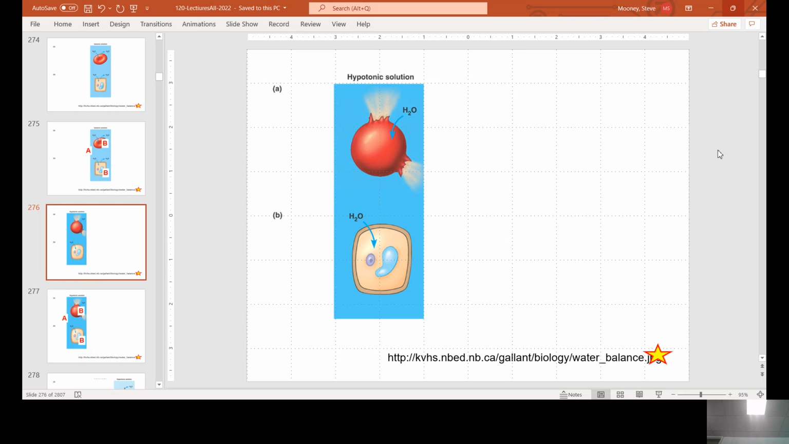If I place these two cells in a hypotonic solution, what would this outside blue area be in this situation? Hypotonic solution is water. So let's take these two things and stick them in water. What do we know about the concentration of the inside of the cells, the B areas versus the A areas? Where's the solute highest? Inside. Where is the water highest?